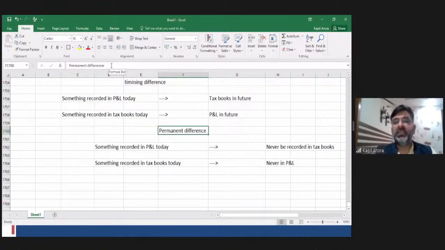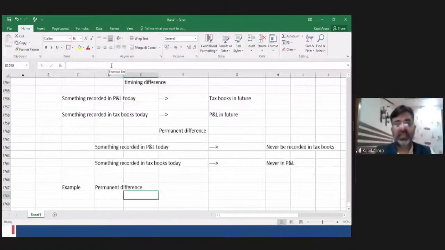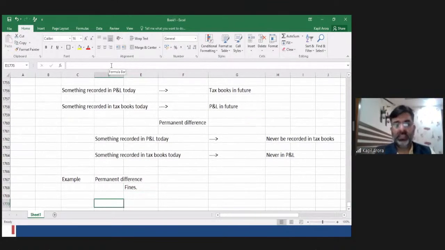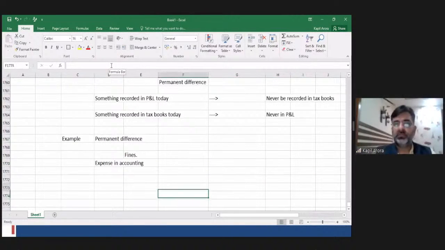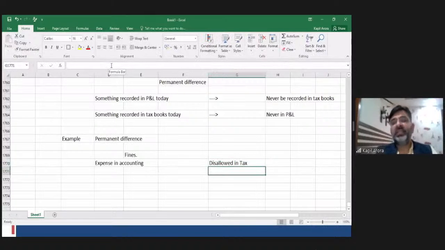Now, what could be the permanent difference? An example of a permanent difference could be fines, which could be an expense in accounting but disallowed in taxes. Something which is recorded in the accounting books will never come in the tax books ever.